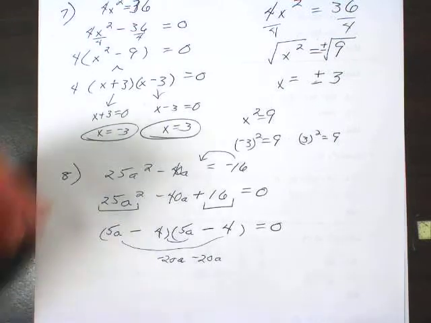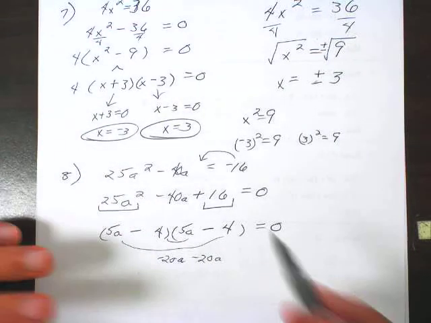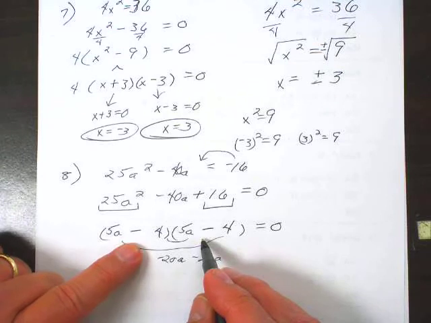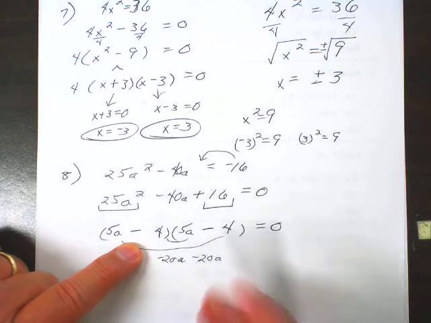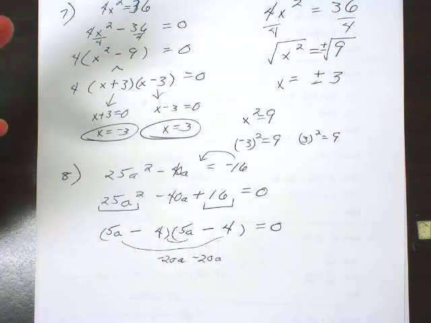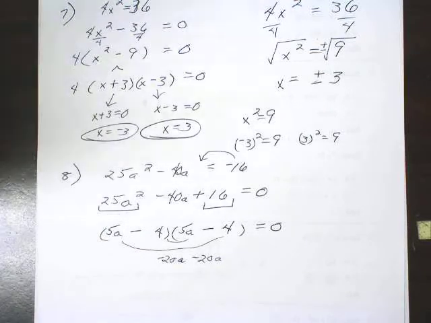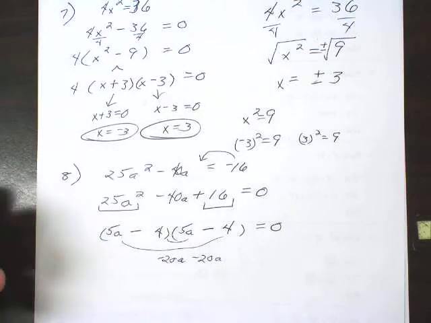So now I'm going to take each factor and set it to 0. But notice the 2 parentheses are exactly alike, so I'm going to get a duplicate answer. That's called a double root. You don't have to worry about that right now. That'll come into play later. When you get a duplication, that's called a double root.